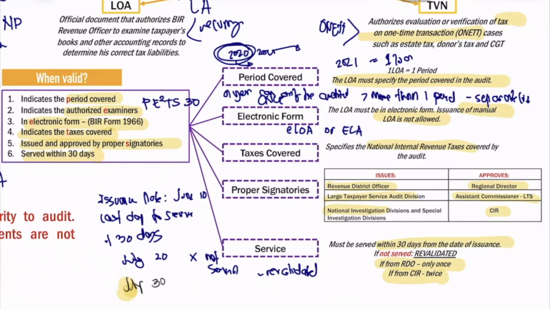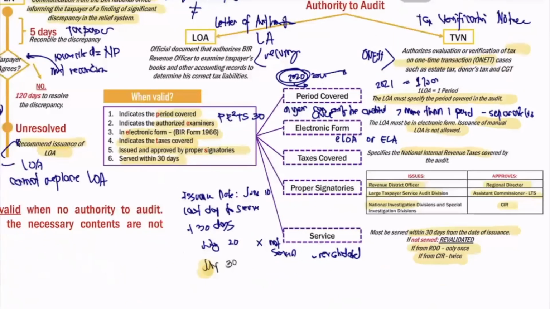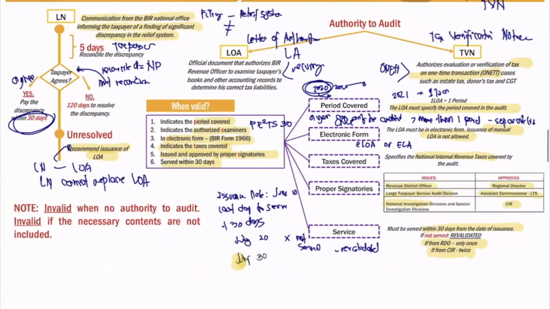But take note, even if it is not served, it could be revalidated. If RDO, you can revalidate it only once. If CIR, you revalidate it twice. That is for our LOA.